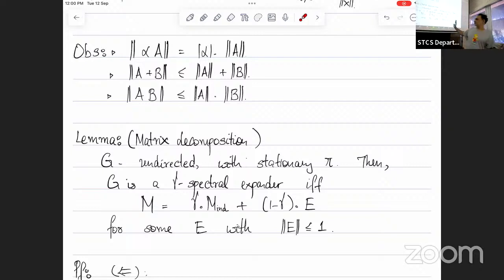Before I go into the proof of it, I want to make sure that the statement is clear. This is giving an if and only if statement of whether or not your graph corresponds to some gamma spectral expander.